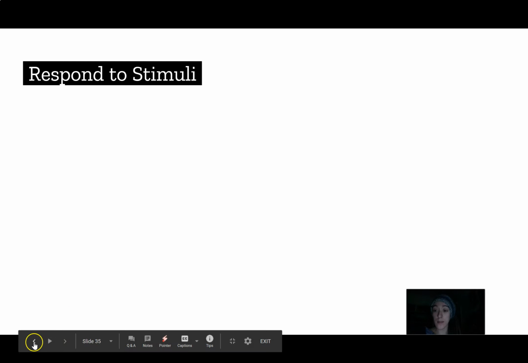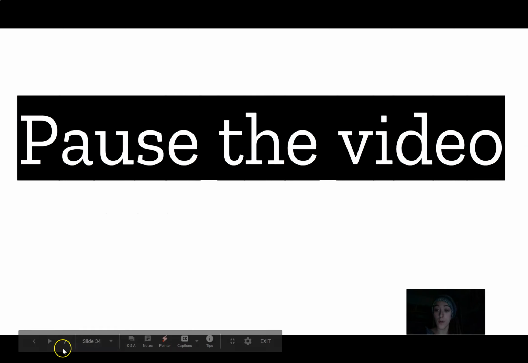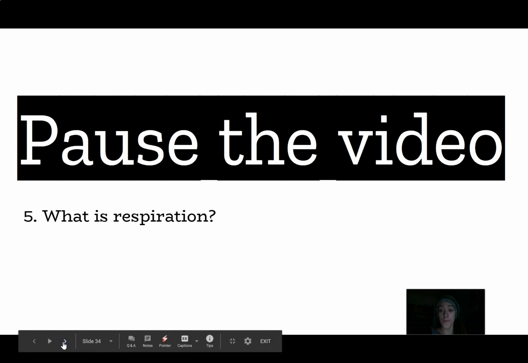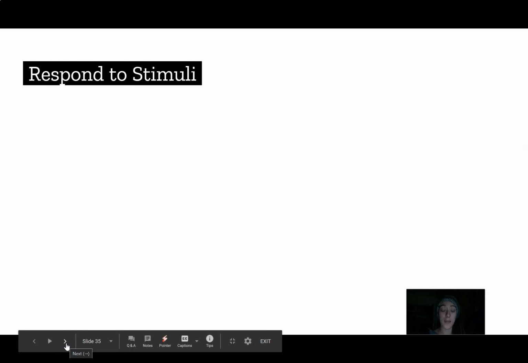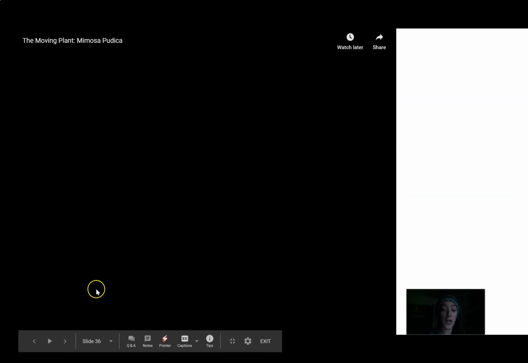Oh, did we miss G for grow? Oh no, S. We're on S. So M for move, R for respirate, S for respond to stimuli, or another way to say it, sensitivity, right? That just means sensitivity to your environment.